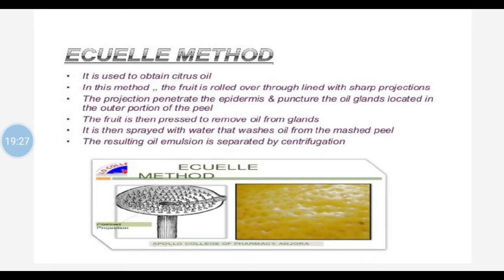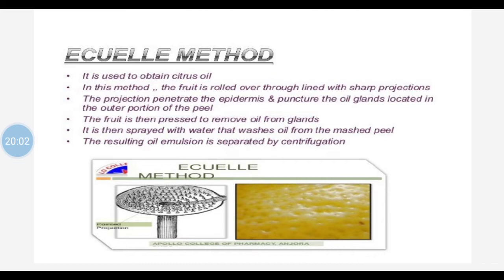So you can see this, the fruits, say for example, as I said, citrus fruits, lemon oil, orange oil, isn't it? So whatever the peels are there, the outer coverings, they are rolled over the lining with sharp projections. Now these sharp projections penetrate the epidermis and puncture the oil glands located in the outer portion of the peel.